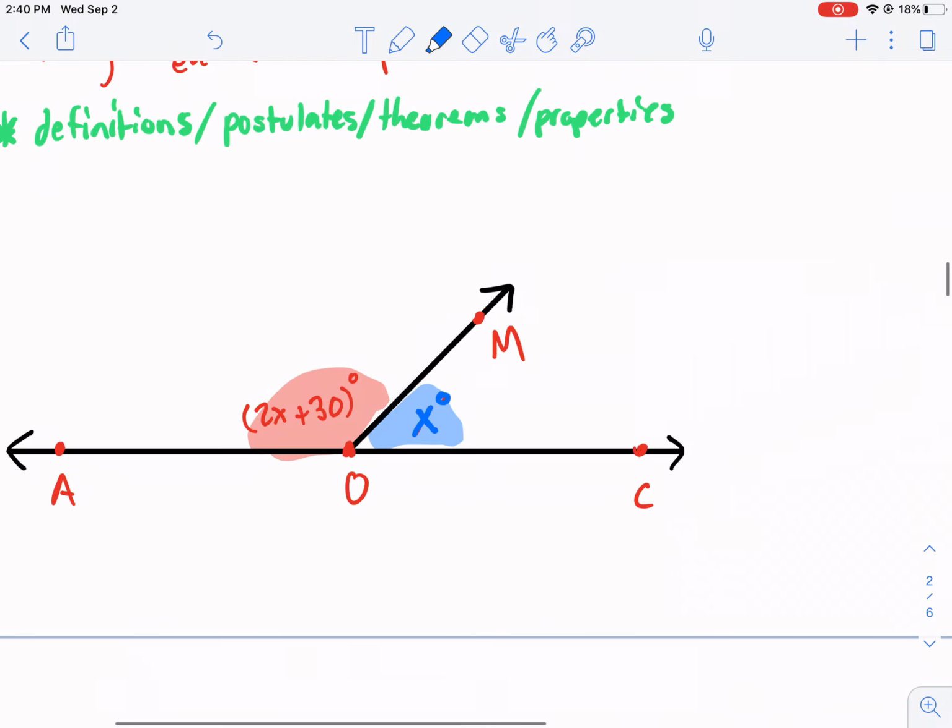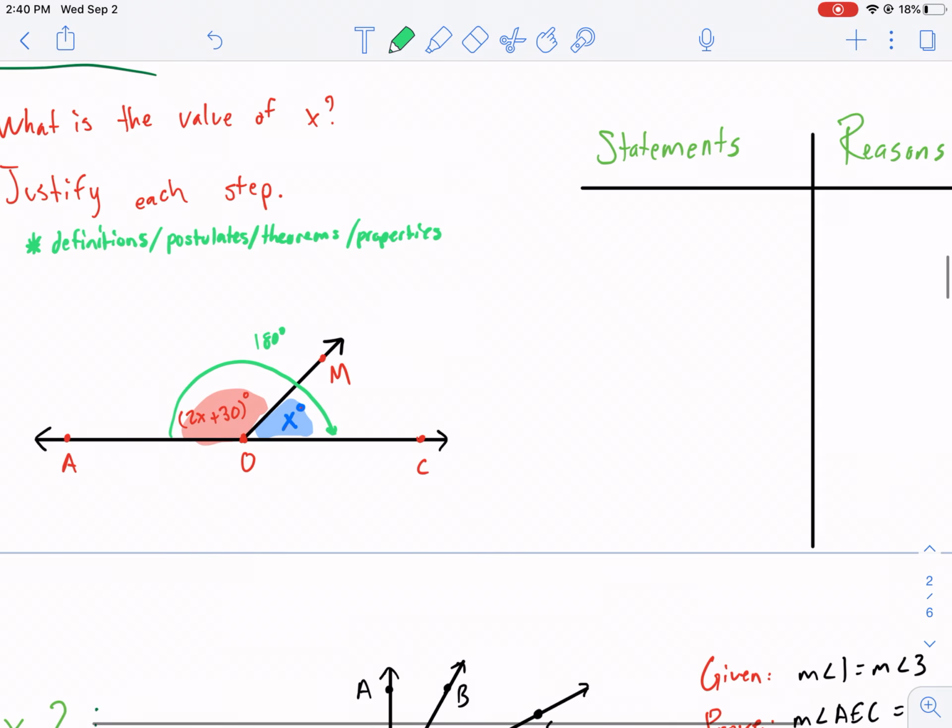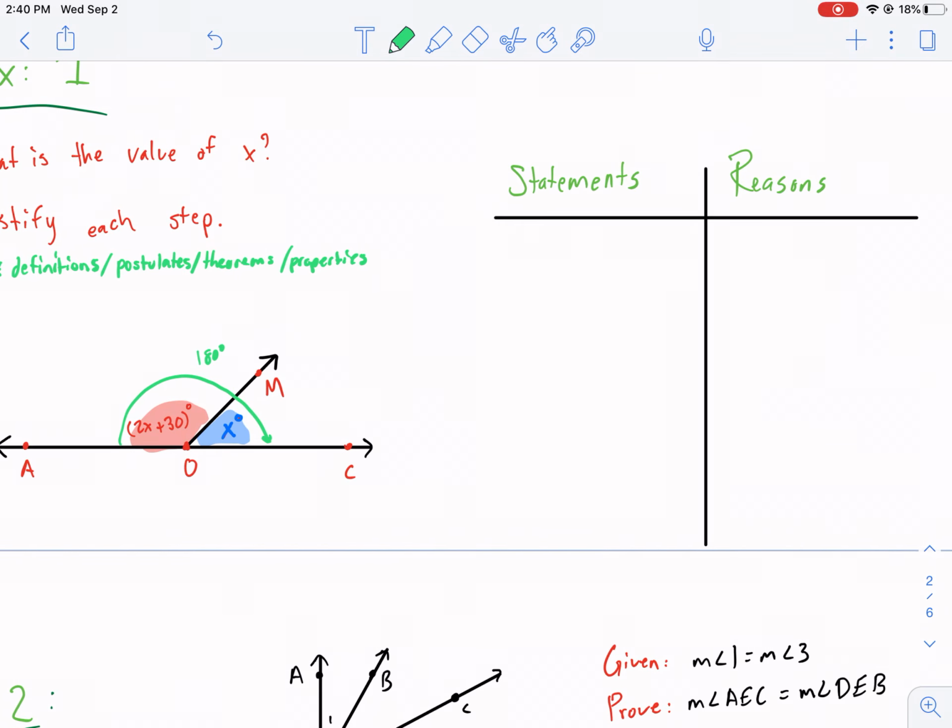Well, we know that these two angles need to add up to give us 180 degrees. Okay. Why do we know that? Why do we know that these two things do that? That's what we need to show before we actually find the values of those two. We need to show why we can say that those two angles add together equal 180 degrees. So let's go ahead and get started with our statements.